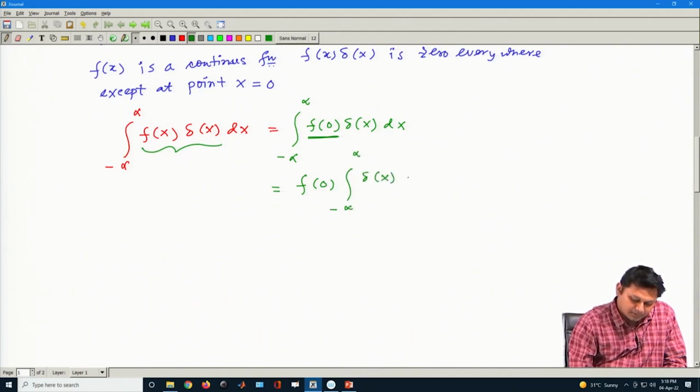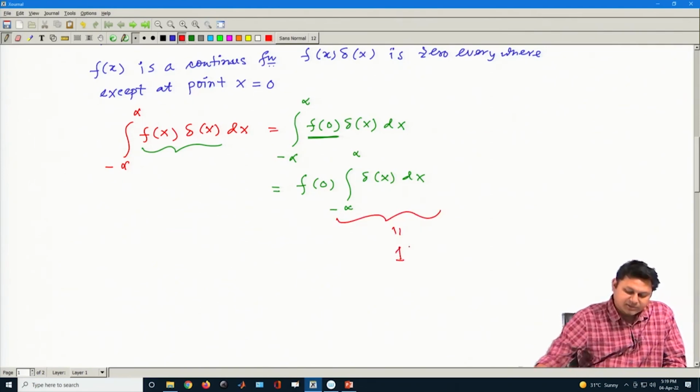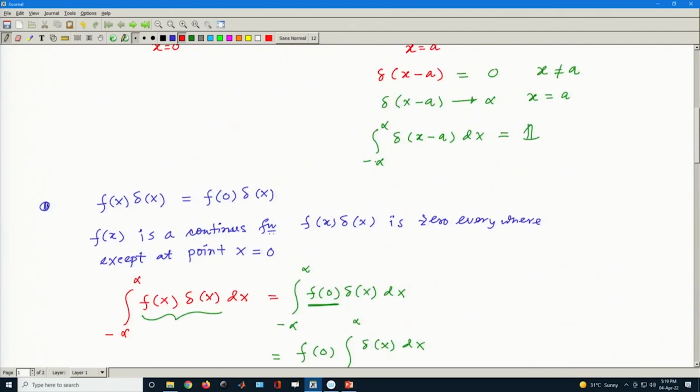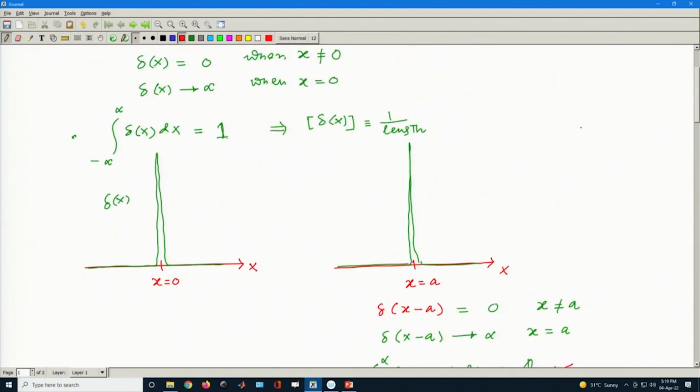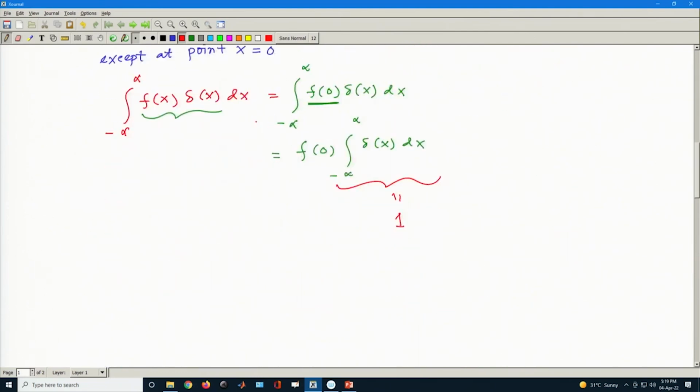So, I should write this, and the integral from minus infinity to infinity of delta(x) dx. Now, you can see that this quantity, by definition, is equal to 1, because I just mentioned that when we integrate this delta function from minus infinity to infinity over the x axis in the one dimensional case, this value gives me 1. So, exploiting that expression here, we can find that this integral value is eventually f(0).